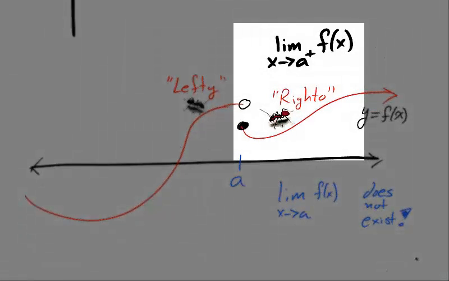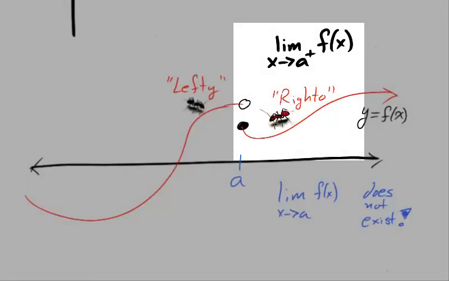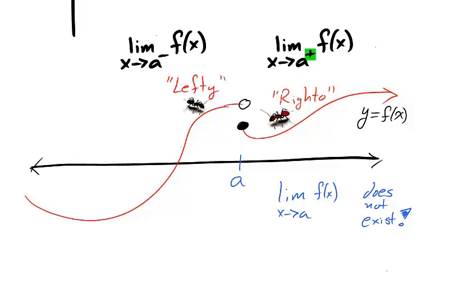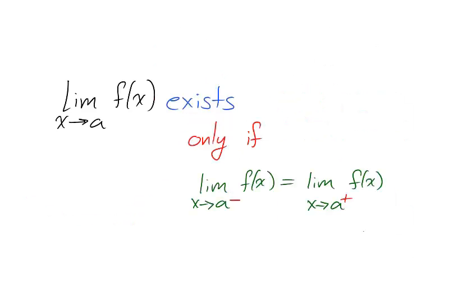The y value that the ant Righto is approaching while crawling towards the x value a is called the right-handed limit, while the y value that the ant Lefty approaches while crawling towards the x value a is called the left-handed limit. A right-handed limit is denoted by a positive behind the a, and the left-handed limit is denoted by a negative. So when we talk about the ants Lefty and Righto meeting, we mean that the left and right-handed limits are equal. In this picture, the left and the right-handed limits are not equal, so the limit does not exist. A limit exists only if the left and the right-handed limit are equal.